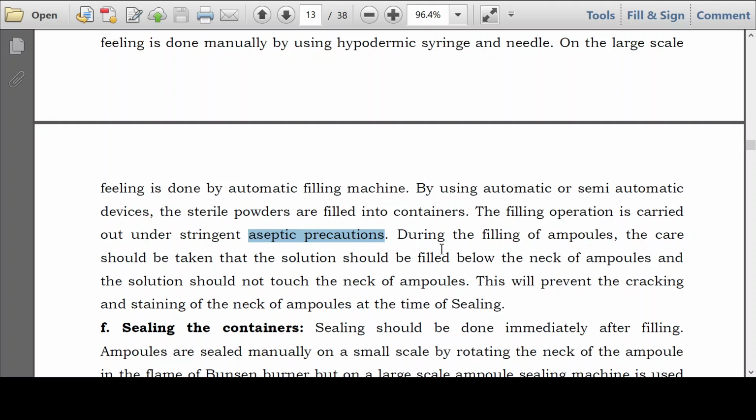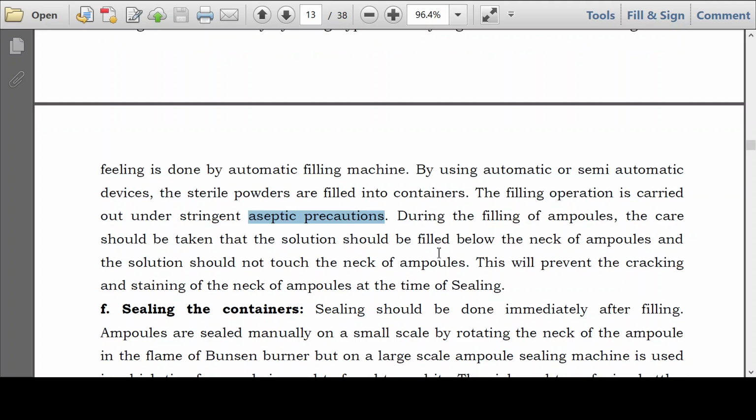During the filling of ampoules, care should be taken that the solution is filled below the neck of the ampoule and should not touch the neck of the ampoule. This will prevent the cracking and staining of the neck of ampoules at the time of sealing. If you have observed the ampoules, you may see a line on the neck of the ampoule. So the product should be filled below that line. Why? Because during sealing, cracking and staining of the neck of the ampoule may occur, and to avoid that, the product is filled below that line.